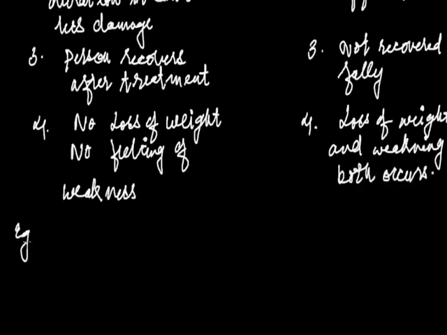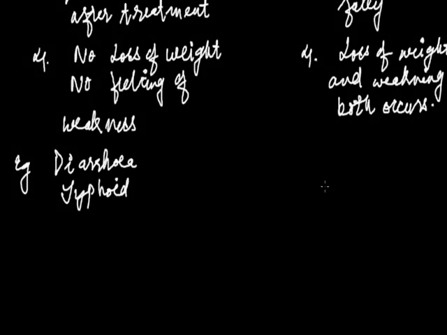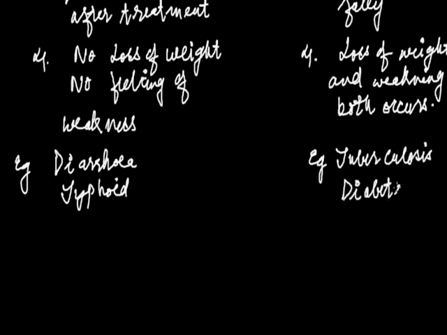Examples of acute disease are diarrhea and typhoid. If a person catches diarrhea or typhoid, he would recover soon, because this is an acute disease which is of a shorter duration. While in a chronic disease, for example, tuberculosis and diabetes, a person will never recover fully.